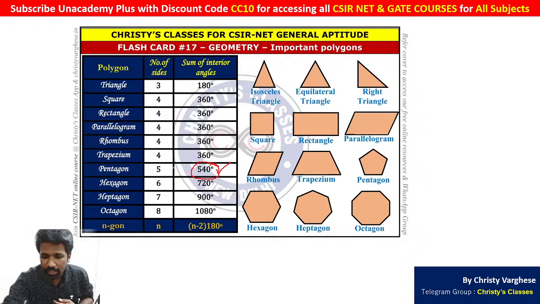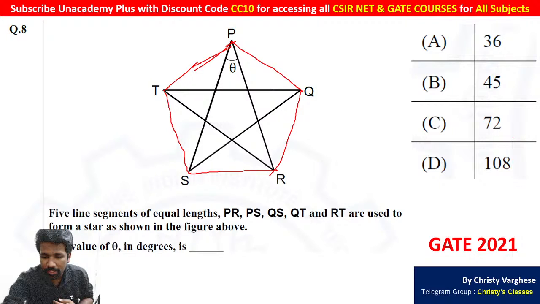Sum of interior angle is 540 means if this is a regular pentagon, all the angles should be equal. So all the angles should be 540 by 5. One angle will be 1/5 of 540, that is 108 degree. That is how we understood that all the angles of this pentagon are also 108 degree, because it is regular. Regular means all the sides are equal. Why is it regular? How can we say it? Because PR, PS, QS, QT, RT are equal. That is why all these angles are 108, means this is also 108. Angle P is also 108.